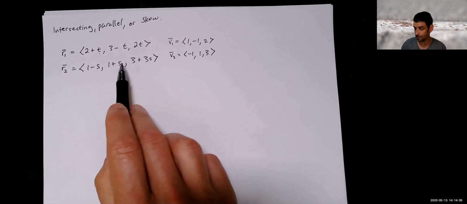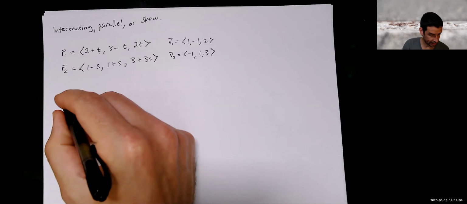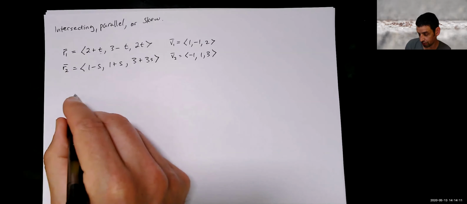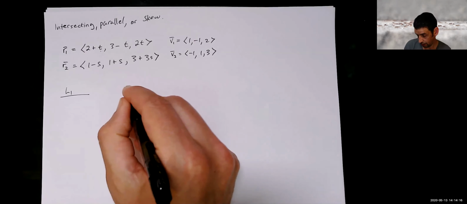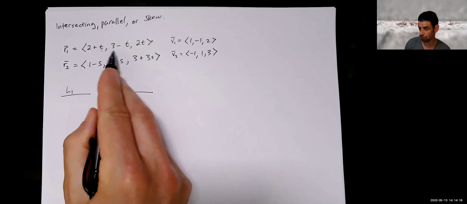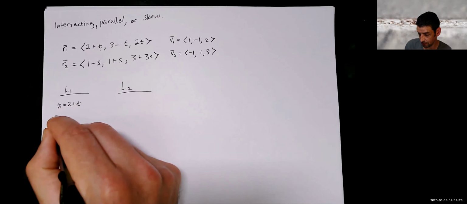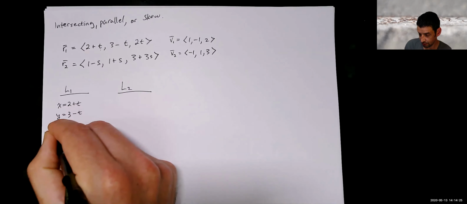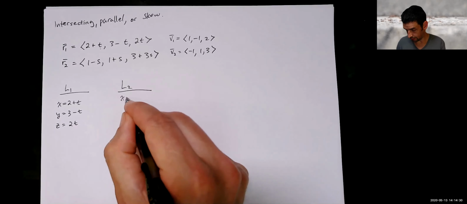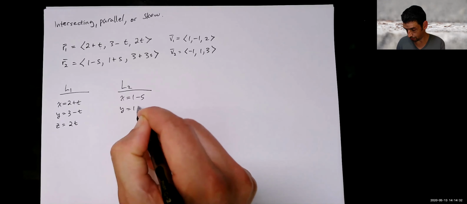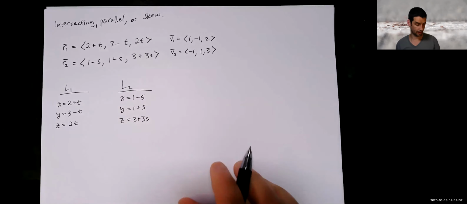So what does that mean? If they're intersecting, let's write the parametric equations for the two lines. I'll call them L1 and L2, and I'm just rewriting this. L1 has x coordinate 2 plus t, y coordinate 3 minus t, z coordinate 2t. L2 has x coordinate 1 minus s, y coordinate 1 plus s, and z coordinate 3 plus 3s, okay?